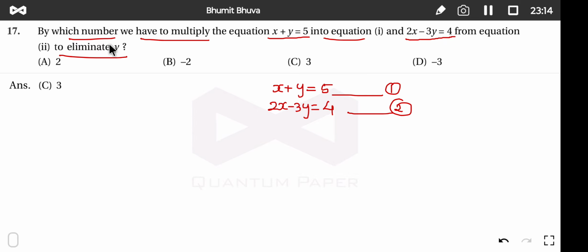So we have to eliminate y. Whatever we have to eliminate, that coefficient we have to make the same. So here the coefficient of y is 3, here we have to make it 3. So the first equation we have to multiply with 3 to eliminate y. So the correct answer is 3. Okay. Next one.